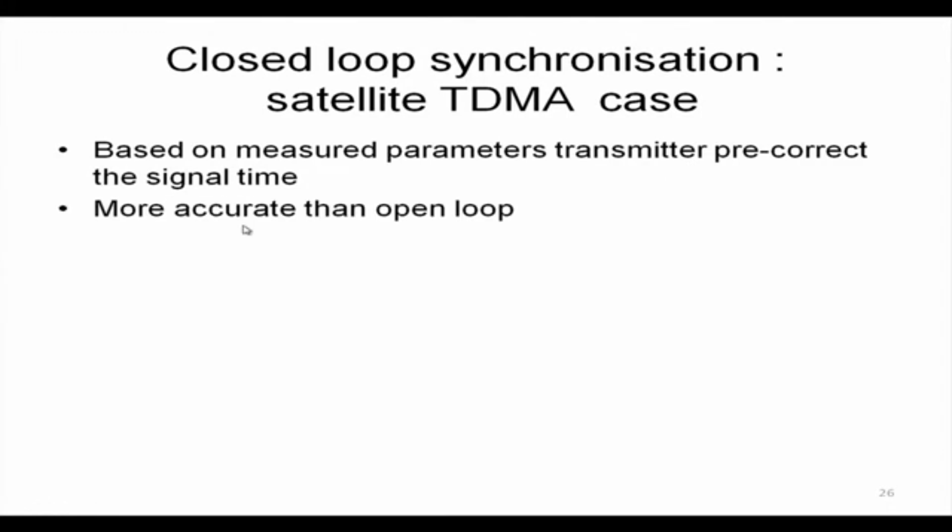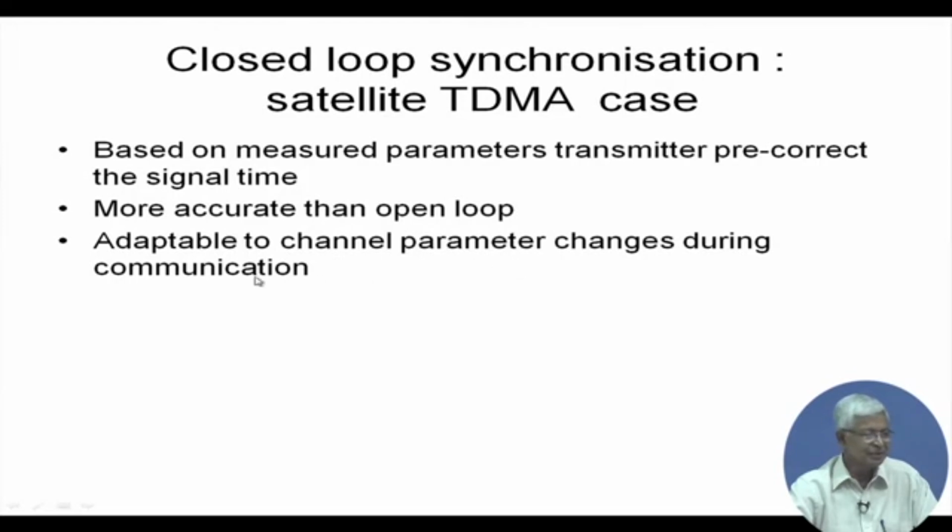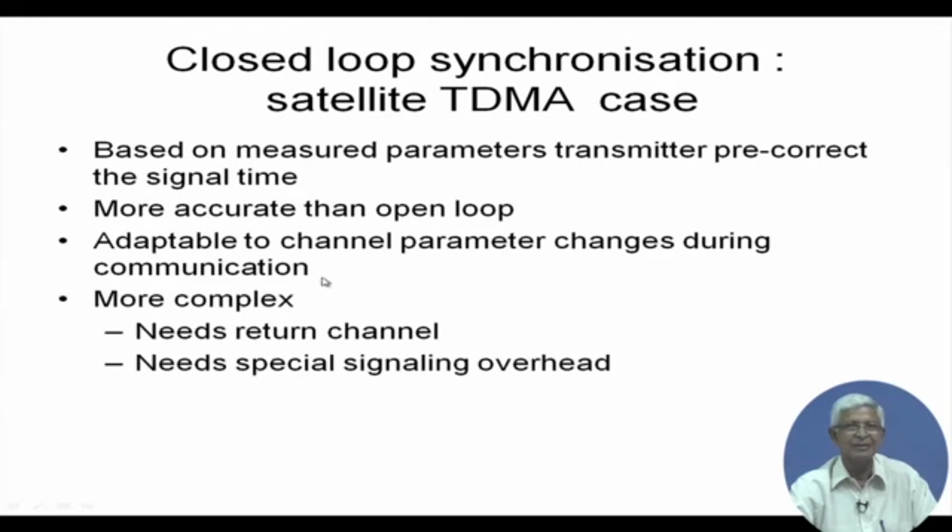Now, it obviously is more accurate than open loop, because it is doing the real time measurement there itself. So, if there is a drastic change, or if there is any change during the operation, which the open loop system assumes is a model, after some time it will use either available data or model data for pre-correction. Here it is more accurate. So, it will not allow the error to grow large. It is obviously adaptable to channel parameter changes during the communication, that is why it is more accurate.